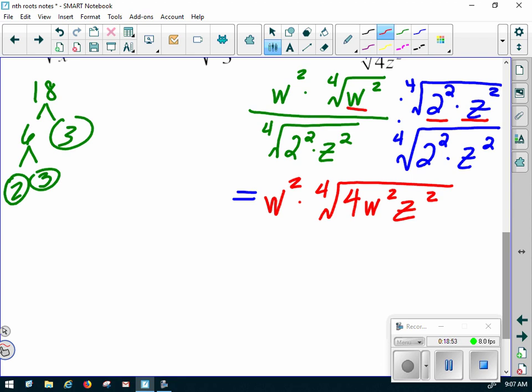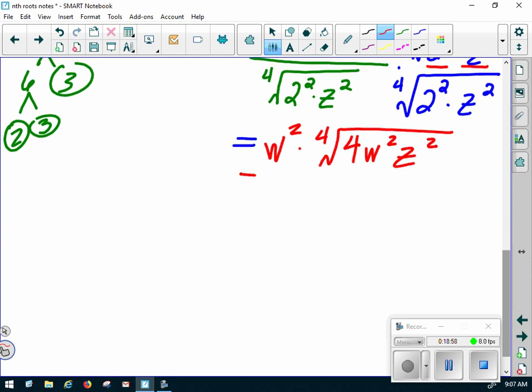Are you okay? Over. Now what have we got in the bottom? Give it a whirl. Give it a try. How many 2's are in the bottom?